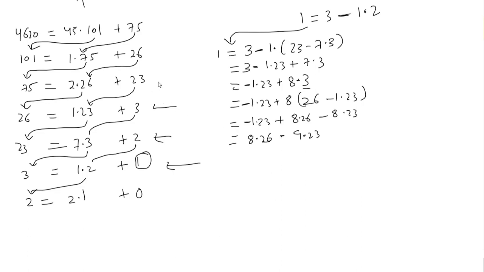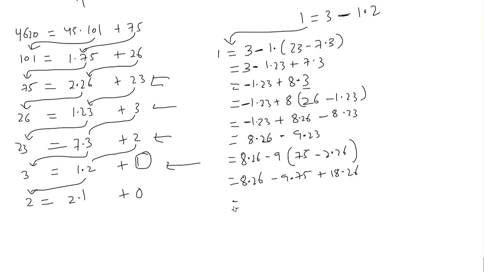And this equation will give us the value of 23. So this will be equal to 8 times 26 minus 9 times 75 minus 2 times 26. So what we'll get is 8 times 26 minus 9 times 75, minus and minus will be plus, this will be 18 times 26. So this can then be further written as 26 times 26 minus 9 times 75.